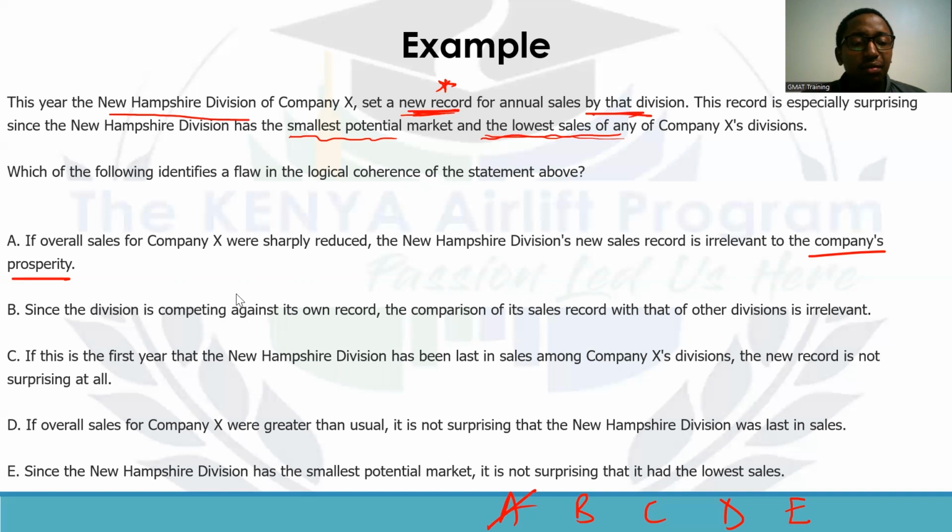Then B, since the division is competing against its own record, the comparison of its sales record with that of other divisions is irrelevant. So here we see that, remember, this new record is by that division, not by the entire company. So the division is competing against its own record. So it doesn't make sense to say that it's surprising while comparing those sales with other divisions, because a record, of course, is a comparison of two similar things.